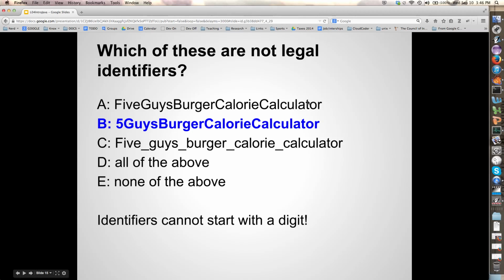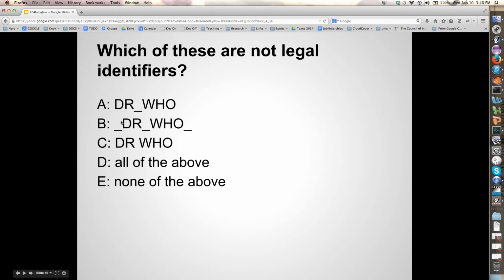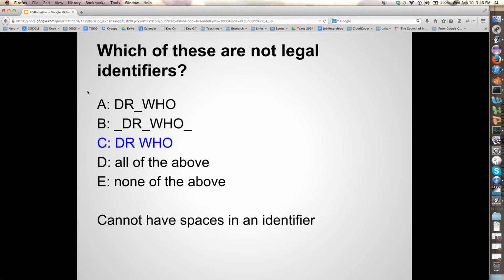So this is okay, this is okay, this is not okay because it's trying to start with a digit, and that's not allowed. So how about this? Which of these are not legal identifiers? So again, go ahead and pause me. So, did you come up with C? If you did, you're correct.